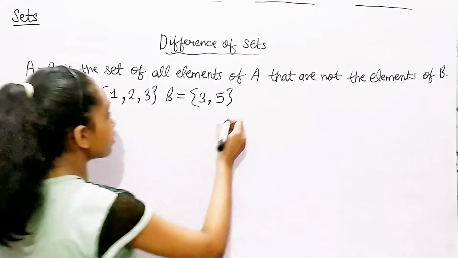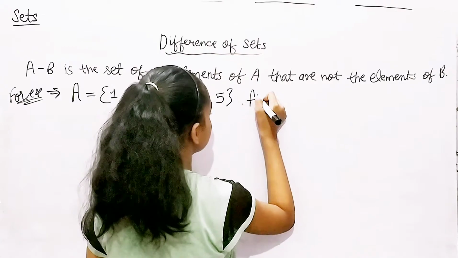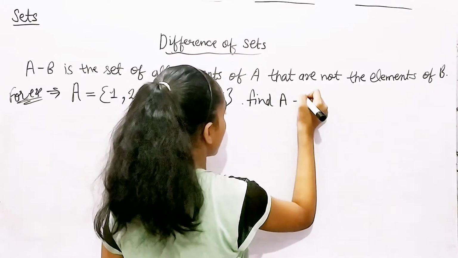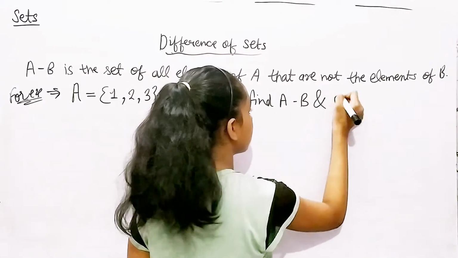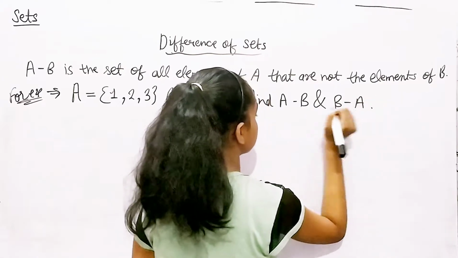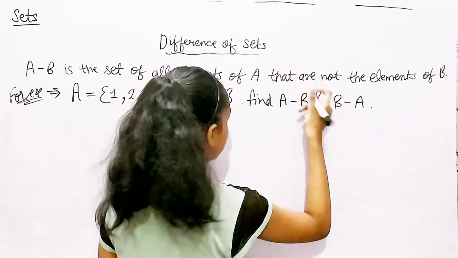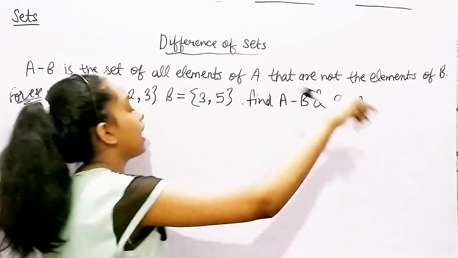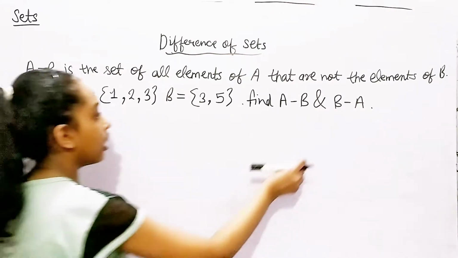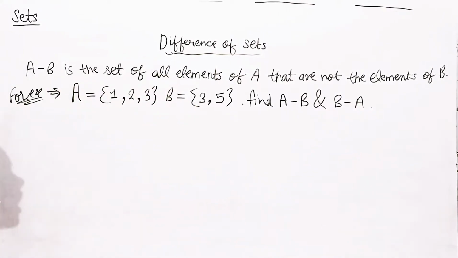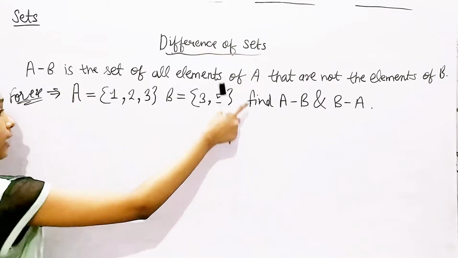Okay, so what do we have to do? We have to find A minus B and B minus A. So the difference of set A to B, and then the difference of set B to A. Okay, so first of all, we're going to find A minus B.